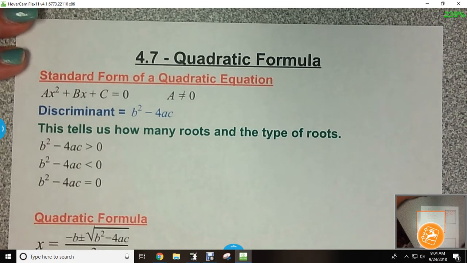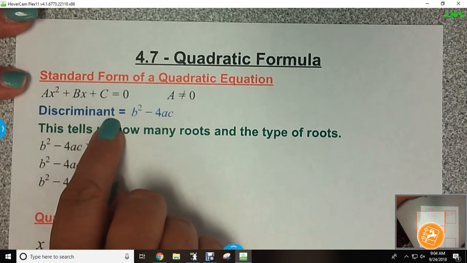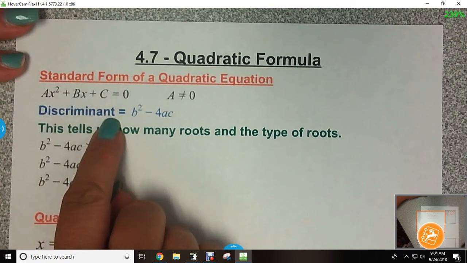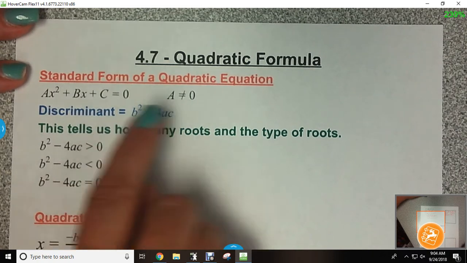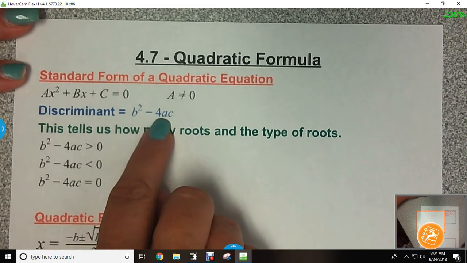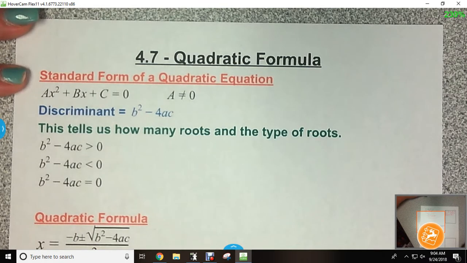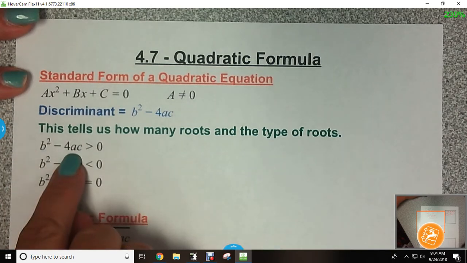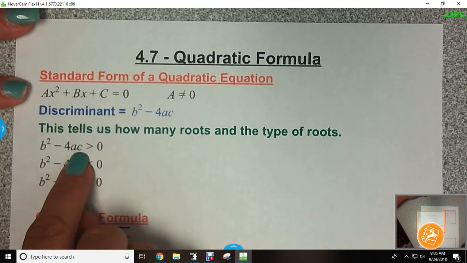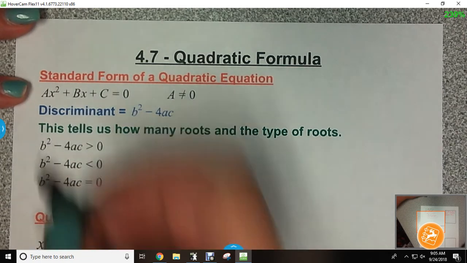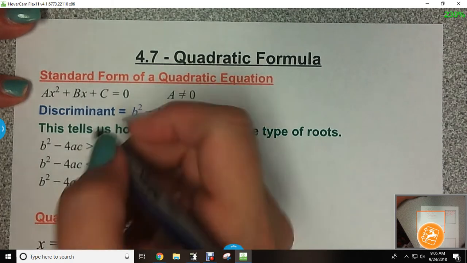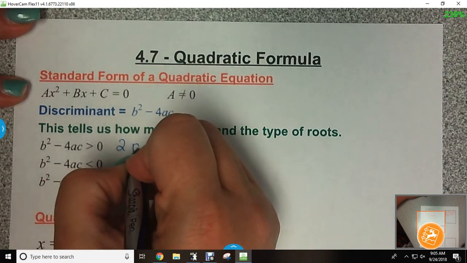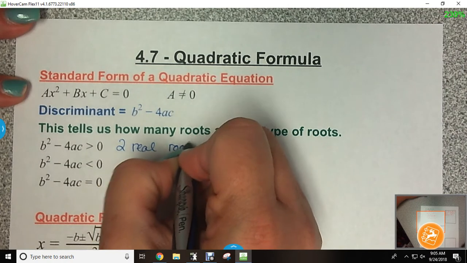Okay? So now, the discriminant is the part of the quadratic formula that is probably new to most of you. The discriminant is just b squared minus 4ac. Now, what does that do for us? It tells us how many roots and the type of roots we have. So when b squared minus 4ac is bigger than 0, you are going to have 2 real roots.